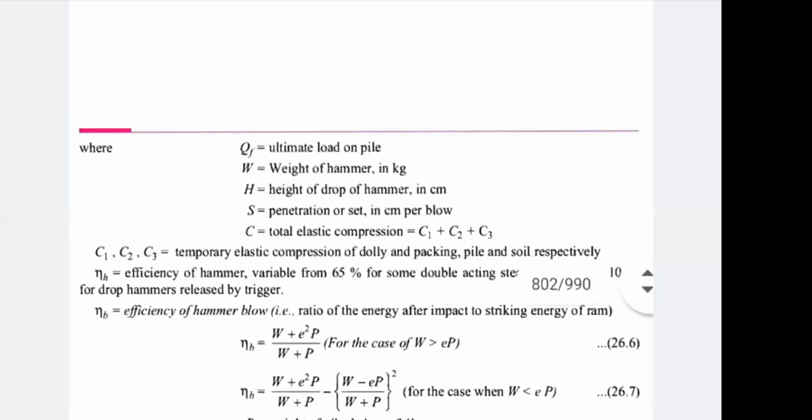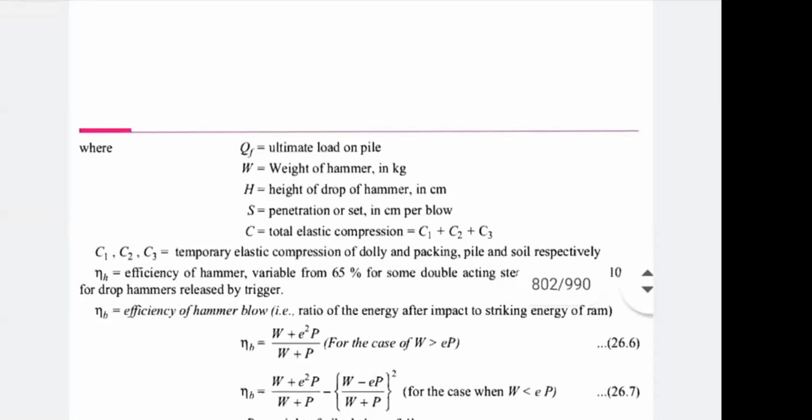What is ηH? ηH is nothing but the efficiency of the hammer, in percent, for a double acting steam pressure hammer or a drop hammer released by the trigger. And ηB is nothing but the efficiency of the hammer per blow, that is the ratio of energy after impact to the striking energy of the ram.